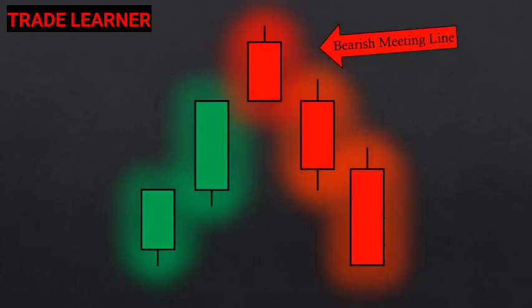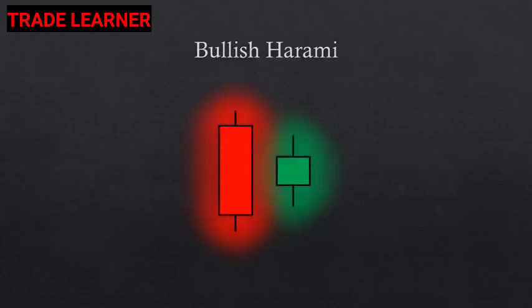Next, we are going to study 4 different patterns that have one thing in common, which is something called the harami position. The first pattern we are going to study is called the bullish harami. The word harami in Japanese is associated with the word pregnant. This pattern received this name because the second candle in the pattern is fully contained in the range of the first candle. This is an analogy to a baby contained inside a pregnant woman.